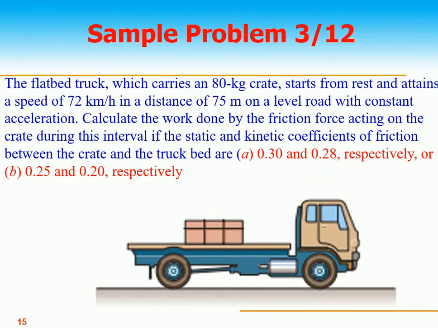Let's move to sample problem 3-12. A flatbed truck which carries an 80 kilogram crate starts from rest and attains a speed of 72 km/h in a distance of 75 meters on a level road with constant acceleration. Calculate the work done by the frictional force acting on the crate during this interval. In the first case, the static and kinetic coefficients of friction between the crate and the truck's bed are 0.30 and 0.28 respectively, and in the second case 0.25 and 0.20 respectively.